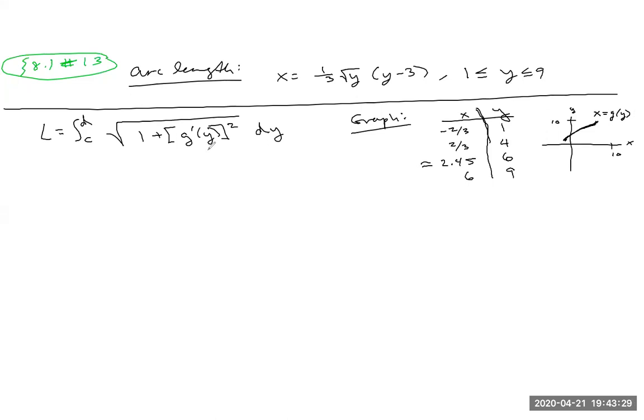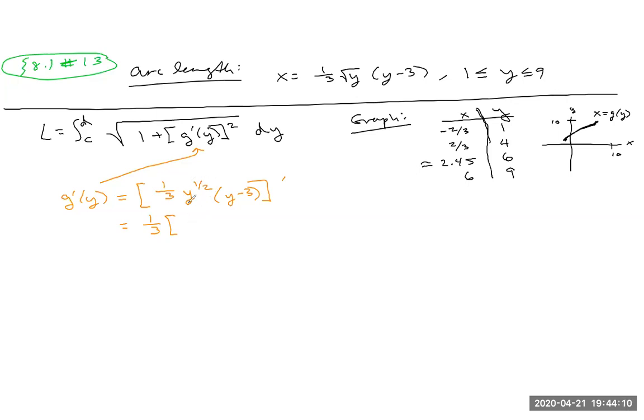Okay, so what we're gonna do now, we're gonna find g prime of y so that we can plug that into here. G prime, you're gonna be taking the derivative of 1/3 times y to the 1/2. Remember that's square root y. And then you're gonna have y minus 3, the quantity next door. And that comes out to be 1/3 times, let's see. So I just essentially factored out a 1/3.